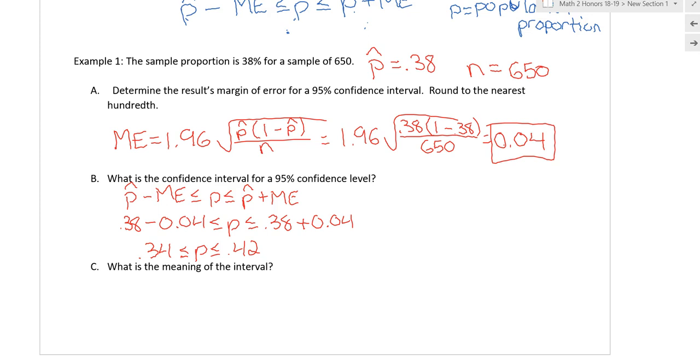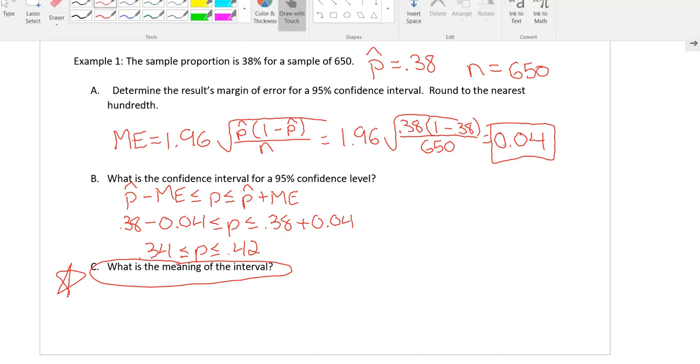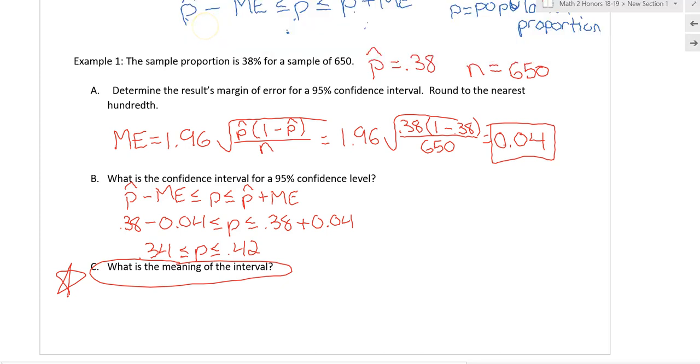Okay? The last thing we have to do is what is the meaning of the interval. This is so important. Star it, circle it, highlight it, anything and everything. This is the part most people get incorrect because it's a weird thing and it's not quite how we think. A lot of people want to write that we are 95% confident our proportion falls between 34 and 42, and that's wrong.